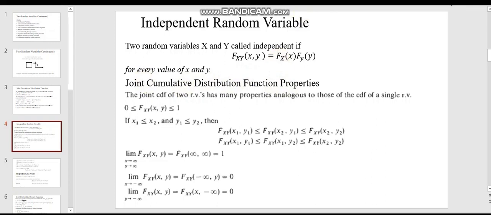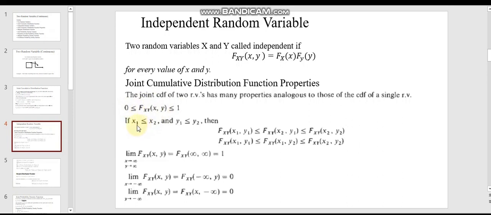The joint CDF of two random variables has the following properties. First, the joint CDF is greater than or equal to 0 and it is less than or equal to 1. So it lies between 0 and 1. The minimum value is 0, its maximum value is 1.